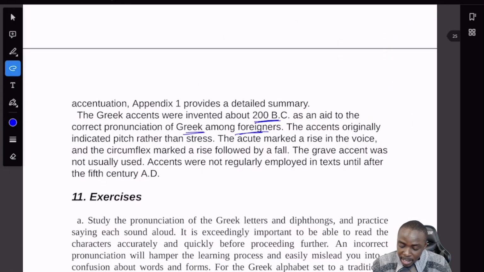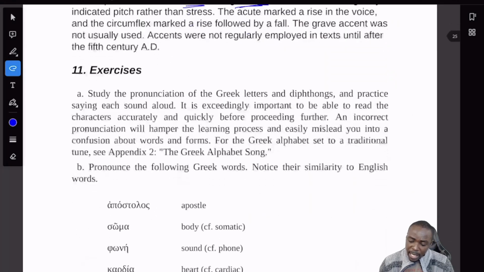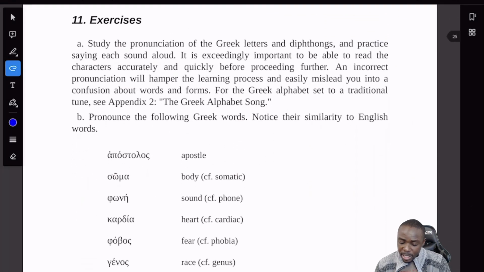The accents originally indicated pitch rather than stress. The acute marked a rise in the voice, and the circumflex marked a rise followed by a fall. The grave accent was not usually used. Accents were not regularly employed in texts until after the 5th century AD. So that's just a quick introduction to accents.